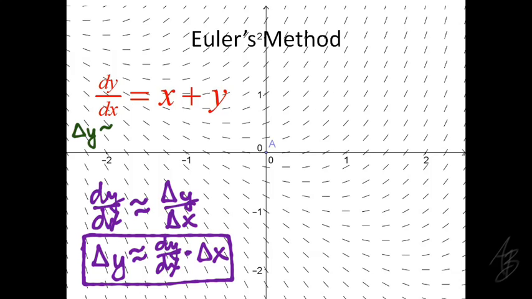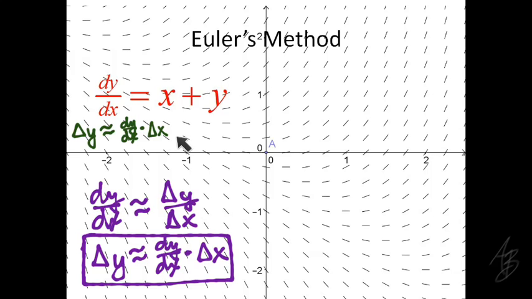And this equation right here is going to allow us to get a really good picture of what a function is going to look like and to approximate values on the function that are away from our initial condition. We're going to start at 0, 0 here, and we're going to see what the function is going to look like as we move away from 0, 0.